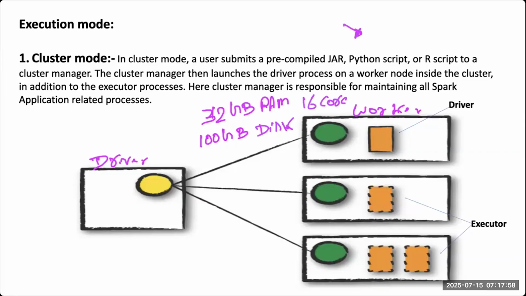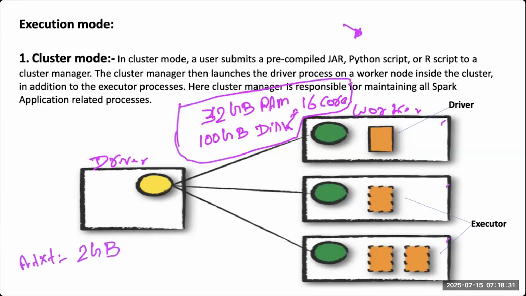So now let's suppose this is the 32 GB RAM, 16 core, and 100 GB. This is the capacity of this worker node. All three worker nodes have this capacity. Now you have one job where you have a.txt as the table, and it is, let's suppose, 2 GB. Then maybe you don't need this much space, right? 32 GB, 16 core. What will you do with this?